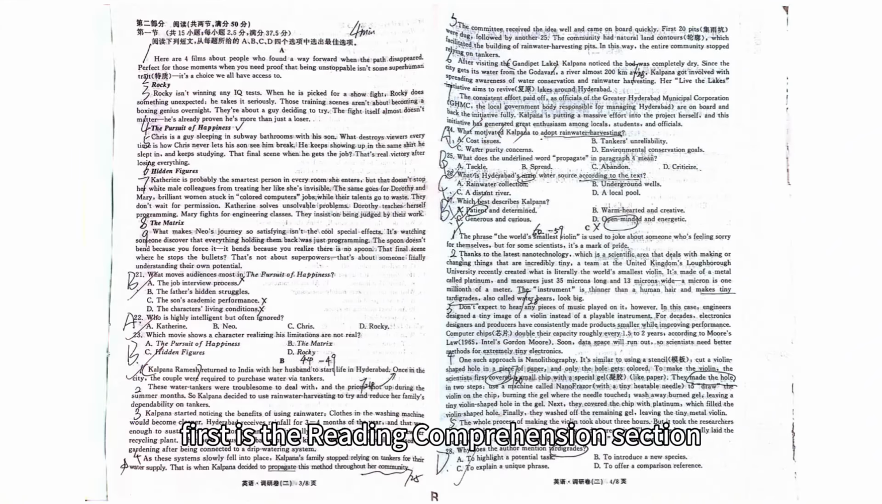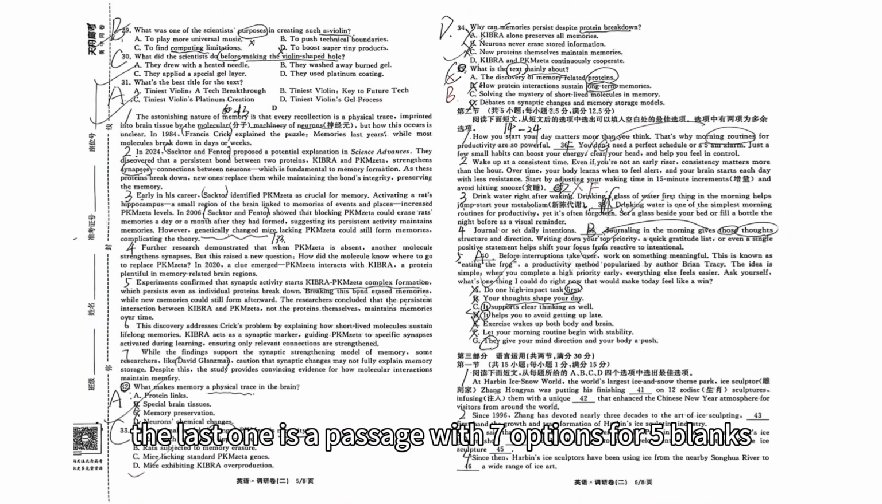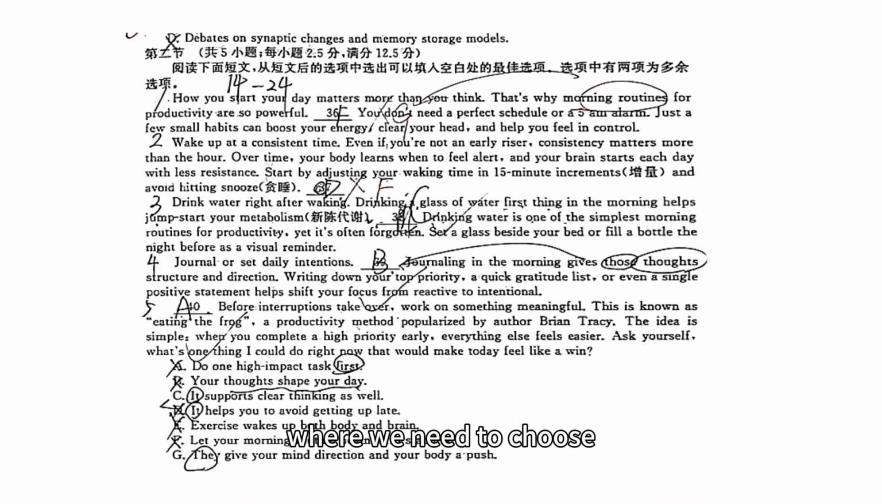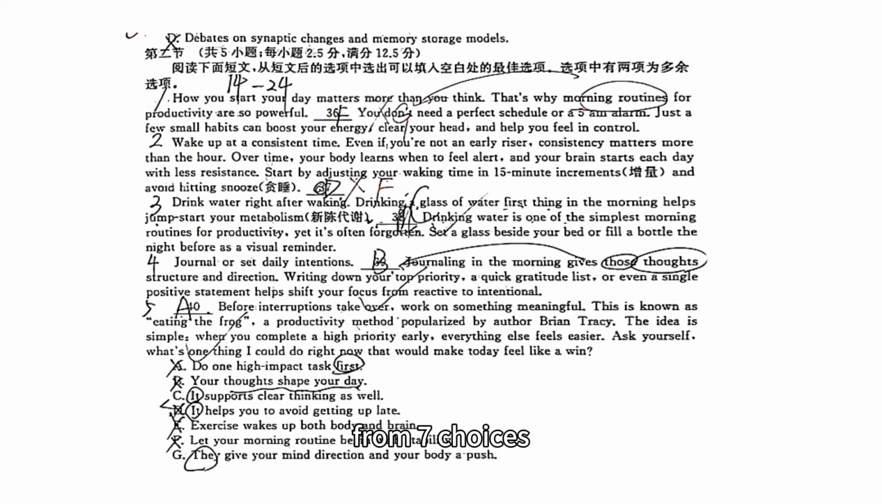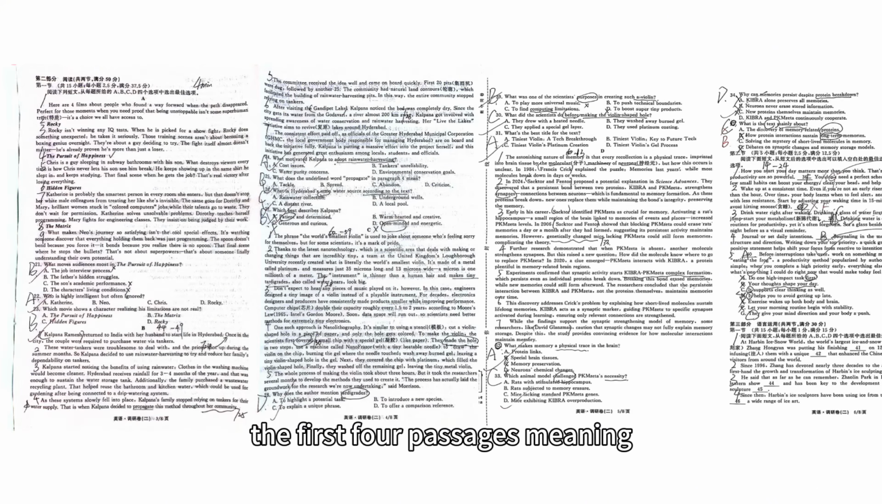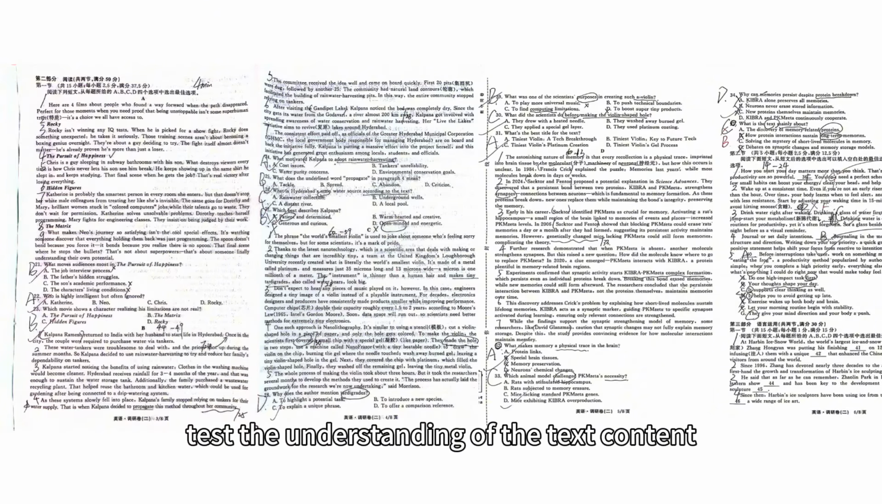First is the reading comprehension section, which includes 5 passages from passage A to passage D, with the difficulty increasing step by step. The last one is a passage with 7 options for 5 blanks, where we need to choose 5 options that fit the logical flow of the whole text from 7 choices. The first 4 passages mainly test the understanding of the text content.